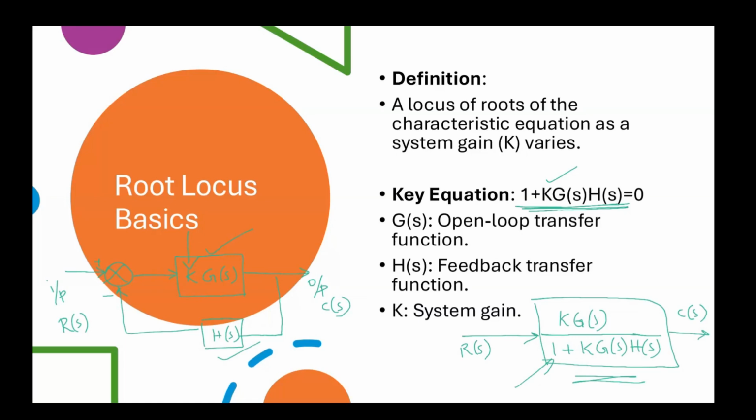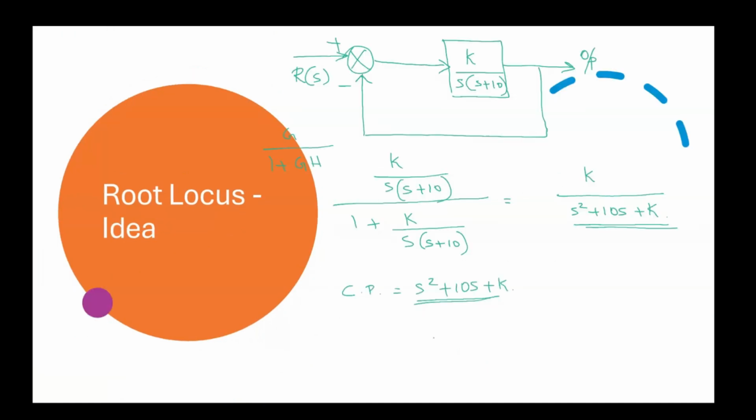So here we will change the value of k, and as the value of k changes, how the poles of the closed loop transfer function change. That is nothing but the roots of the characteristic equation. So how the roots change, that is plotted, and that is the root locus. That helps us to analyze the stability of the system. And we will see the basic idea of a root locus with an example.